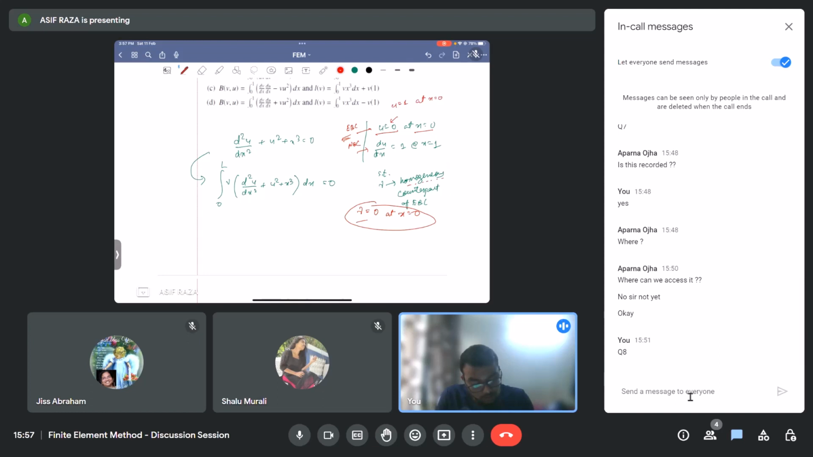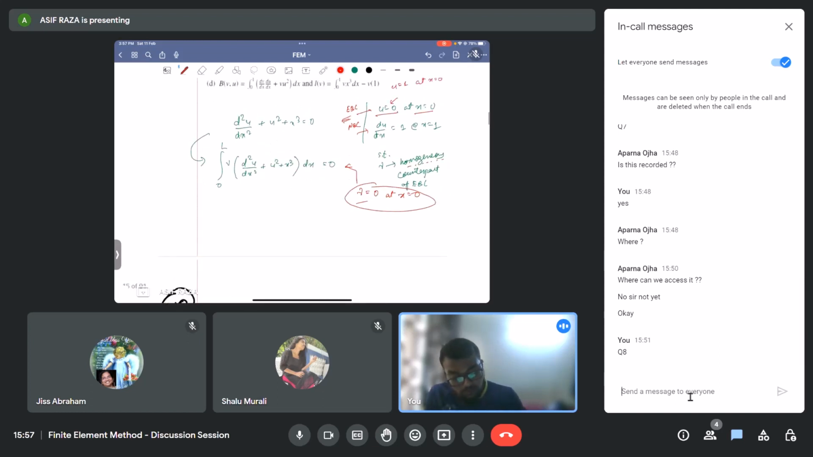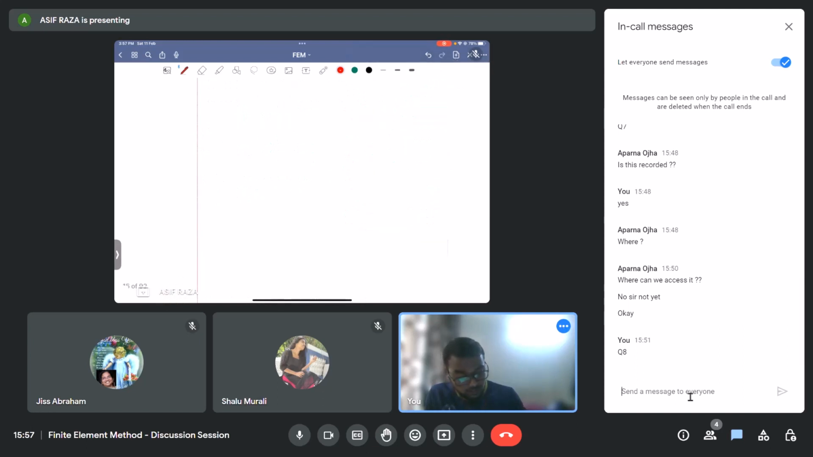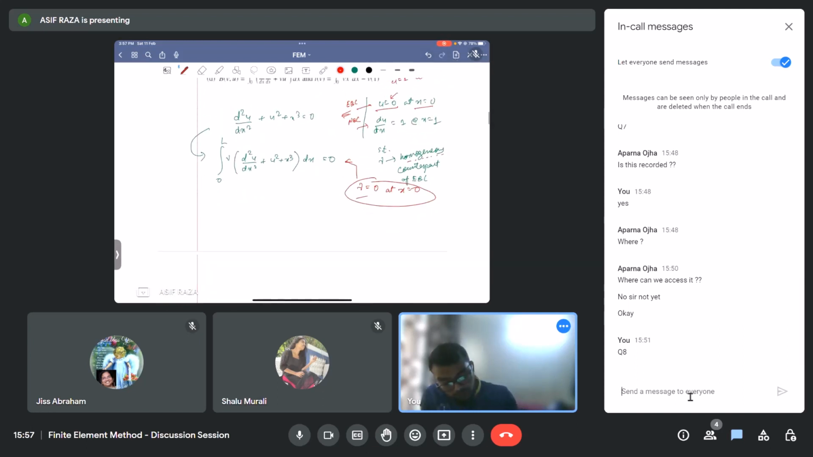So v equal to 0 at x equal to 0, this would be my condition to multiply my weight function with the governing differential equation. Now we do the integration.